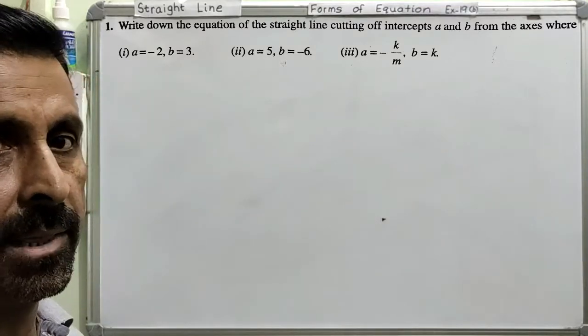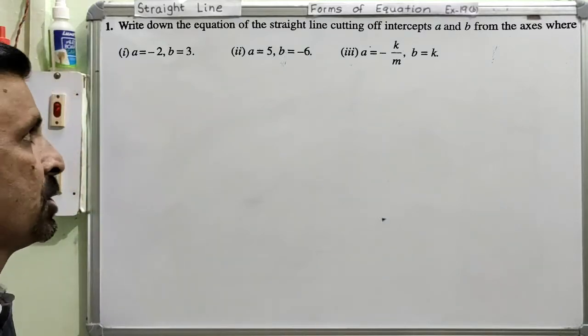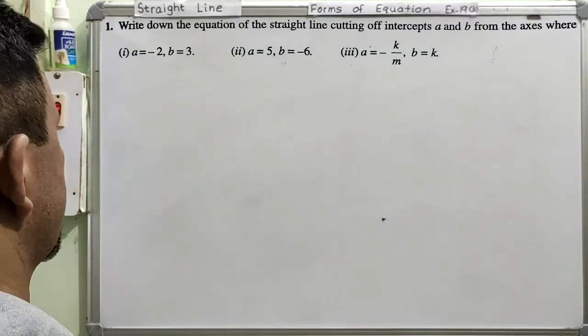We are given the intercepts. That means we will use formula number 2 and we can write down the equation.